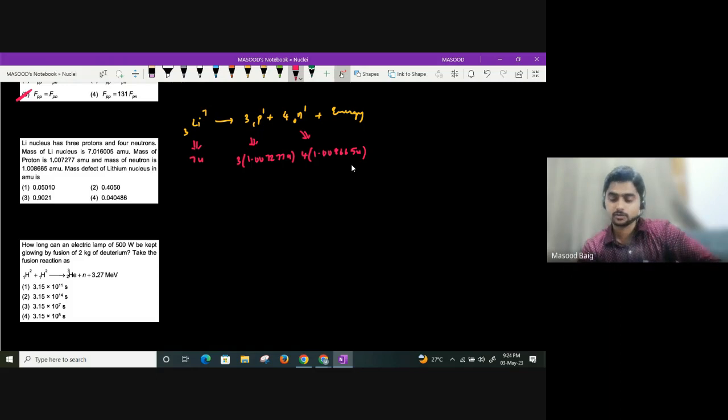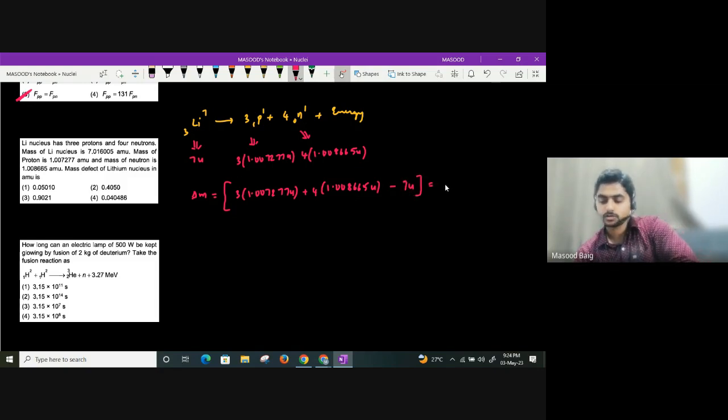So what is mass defect now? Mass defect is simply difference between their masses. So I don't know whichever is greater. So let us imagine 7U is greater or whatever it is. Anyhow, this value will get more than 7, guys. So I can write it as 3 into 1.007277U, right? Plus 4 into 1.008665U minus 7U will be your mass defect. Okay, so whatever it is, just cross check it and you will be getting the answer, guys. Okay, understood, all of you?